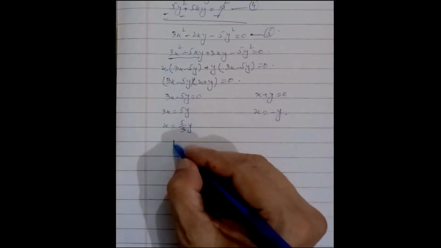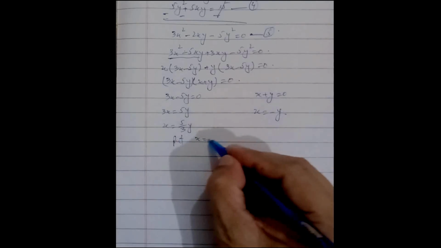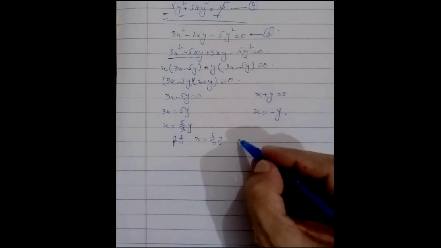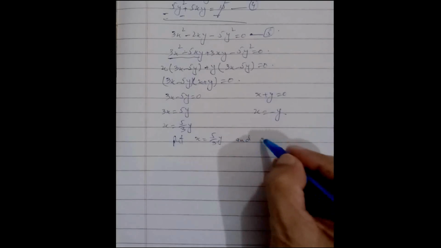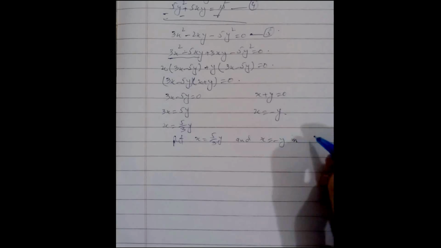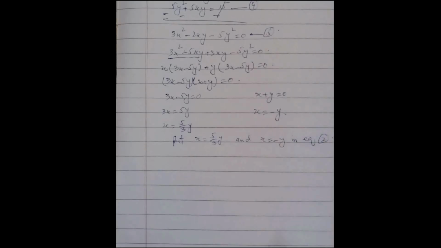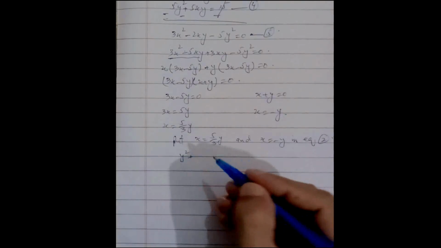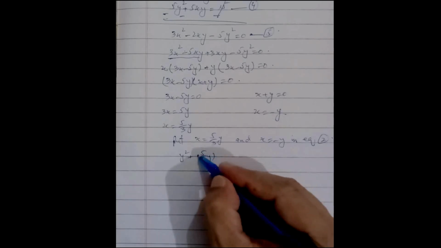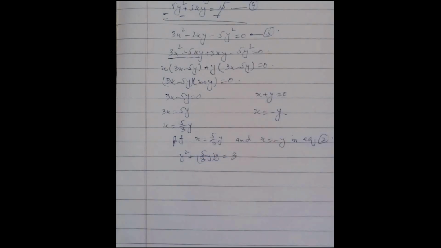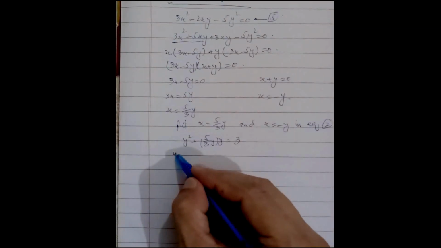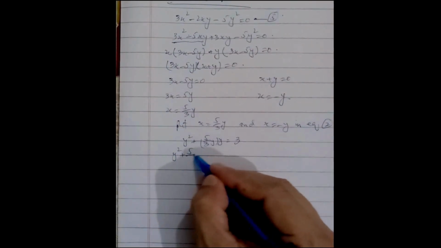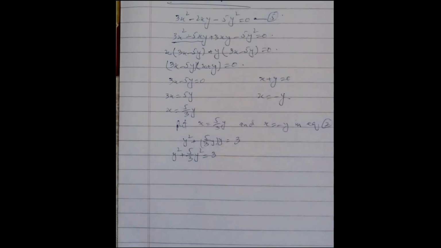So we put the two values of x in equation 2. Put x is equal to 5 over 3 y and x is equal to minus y in equation 2, and then solve it. y square plus 5 over 3 y into y is equal to 3. We simplify it, we get y square plus 5 over 3 y square is equal to 3.